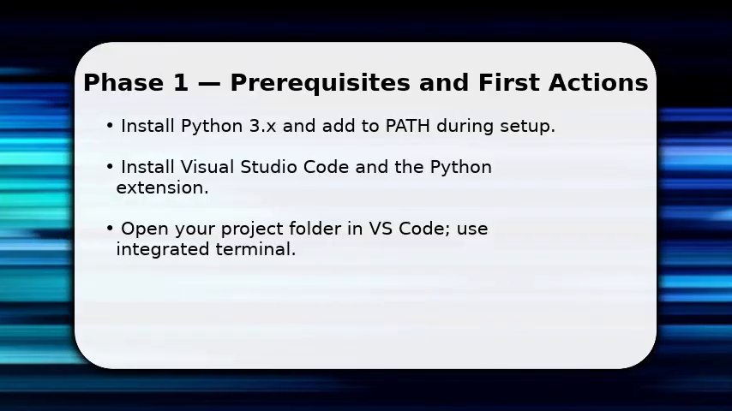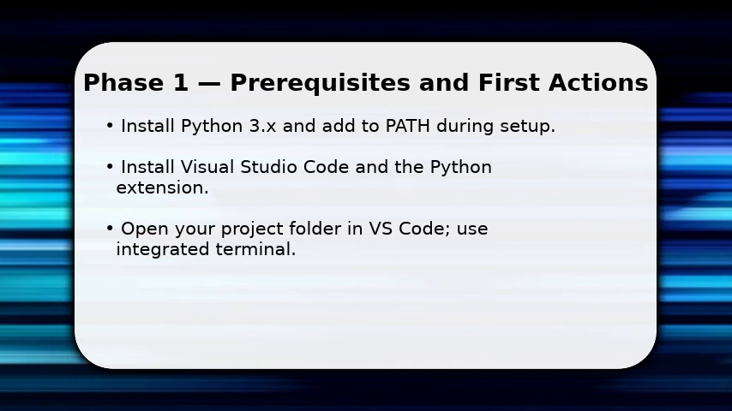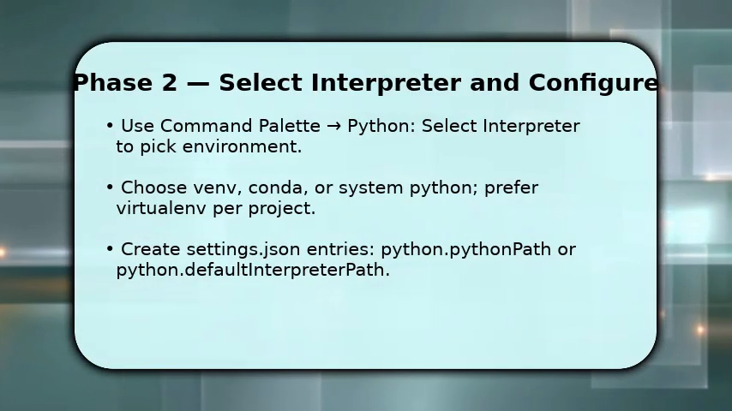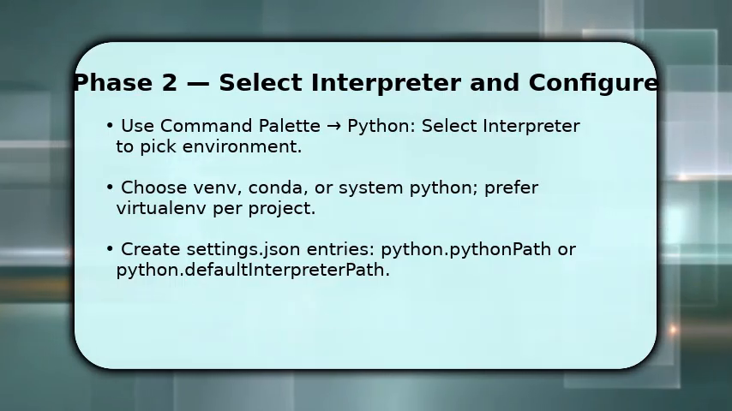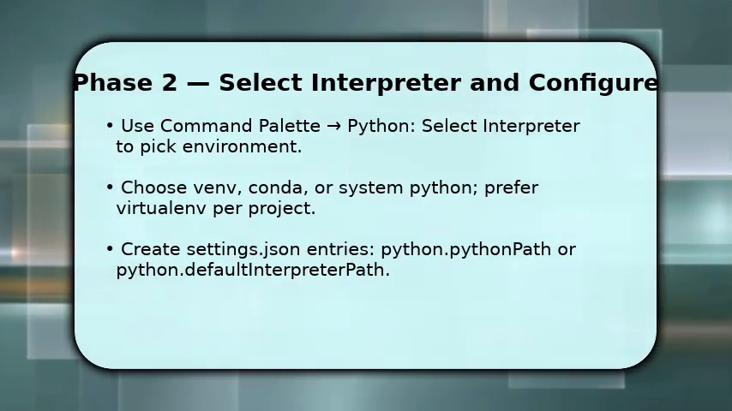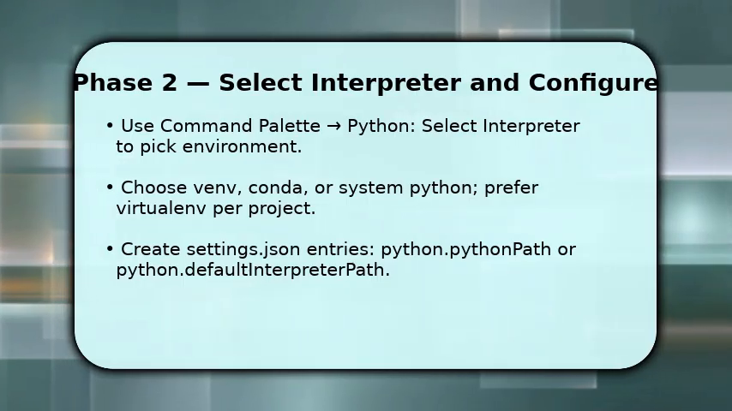Next, create or open a .py file so VSCode can prompt you to select an interpreter for the workspace. Once you have a file open, use the command palette and run Python: Select Interpreter. This links VSCode to the specific Python executable. Choose a virtual environment for project isolation, or pick Conda or System Python if needed.